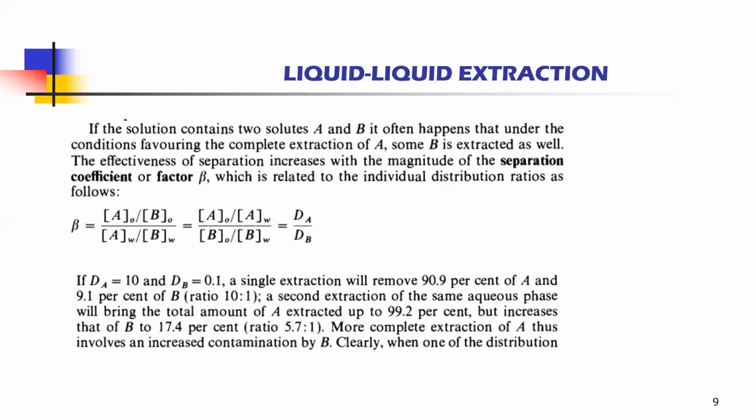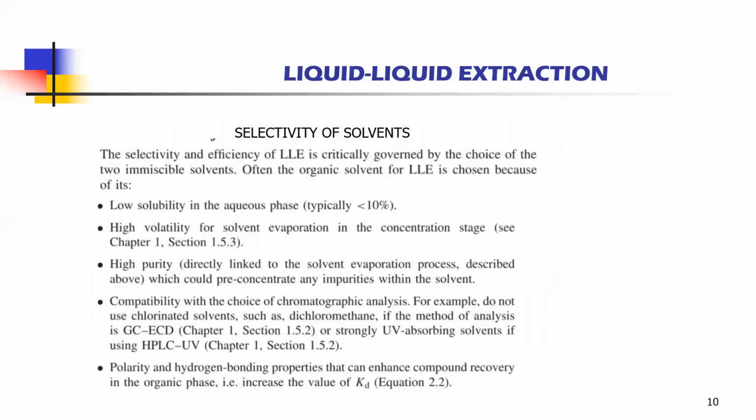Then only can we have a single extraction, which will avoid the contamination of B. So now we come to how we can carry out the solvent extraction steps and how we can improve the efficiency of liquid-liquid extraction. The selectivity and efficiency of liquid-liquid extraction is critically governed by the choice of two immiscible solvents.